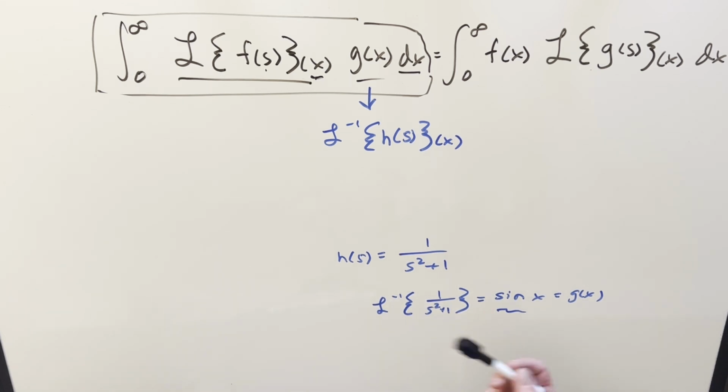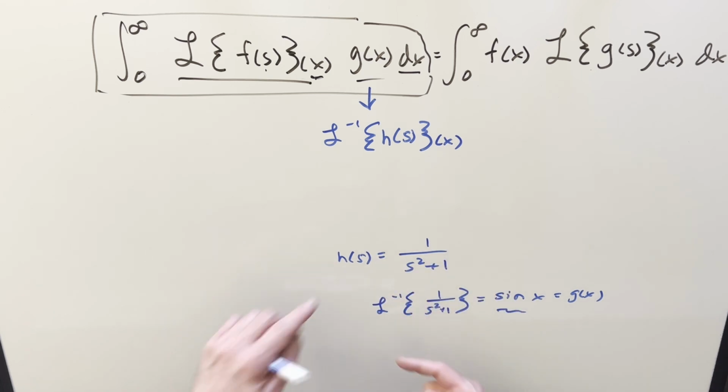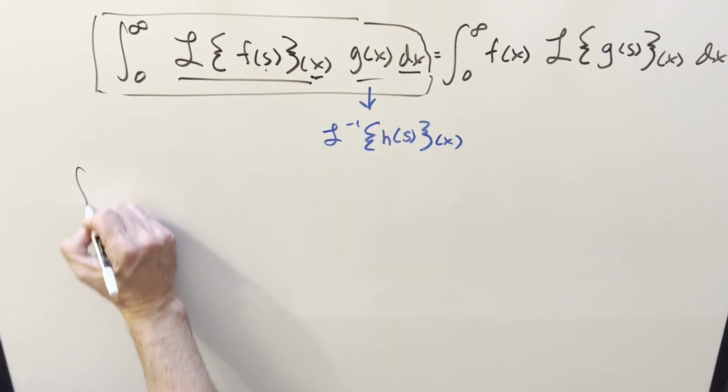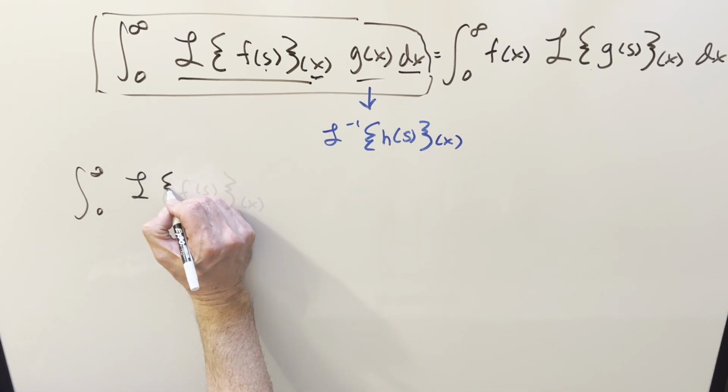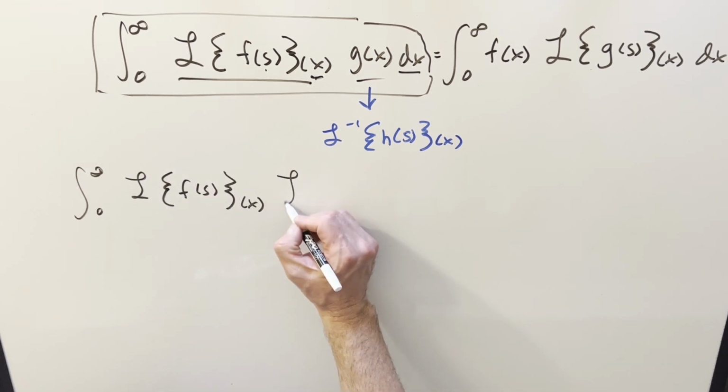Again, you can see the potential problems. If I chose something really complicated for h of s, then I can't take the inverse of it. But if we have something nice, we can get back our g of x. So we'll do this substitution here. Rewriting the left side, we've got this integral, the Laplace transform of this thing, and then we'll just plug in this thing right here.